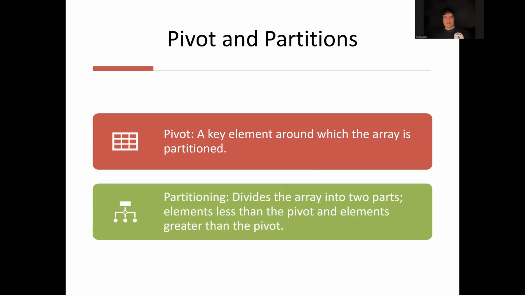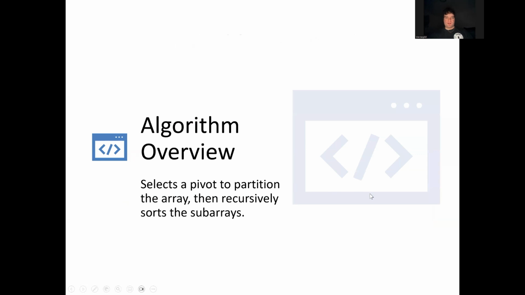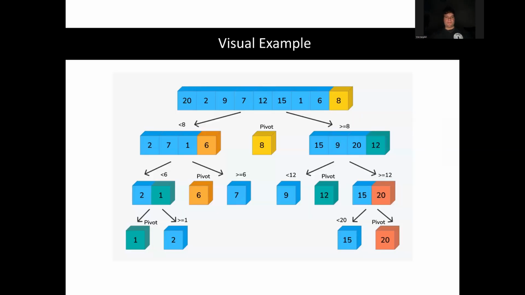So let's say we have a random array of 1 to 10, and our last element is 3. Then our array would be divided into two subarrays, one being less than 3, and one being greater than 3. That's how it works. So basically, just an overview, it selects a pivot to partition the array, then recursively sorts the subarrays. So here's an example of how it looks.